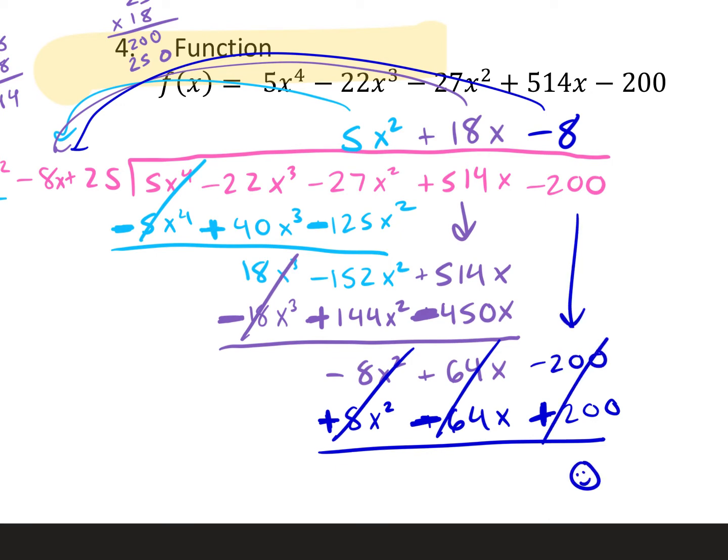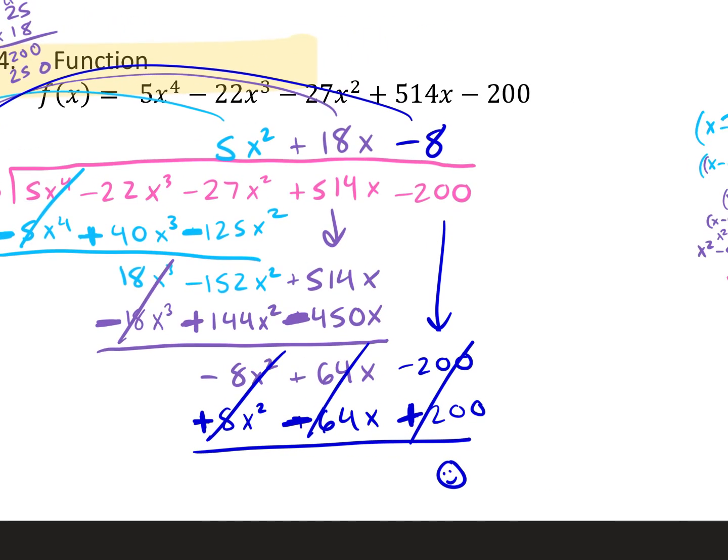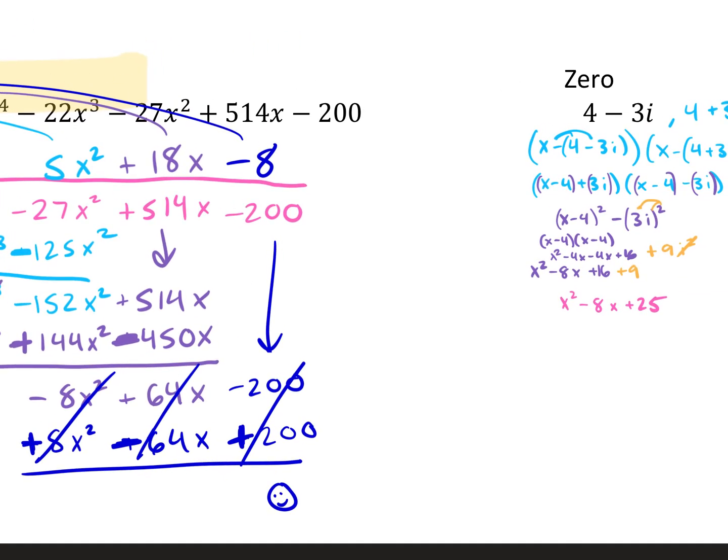So I'm left with no remainder, which every time we do long division here, you will get no remainder, if you do it right. So next, I need to factor. I have 5x squared plus 18x minus 8.